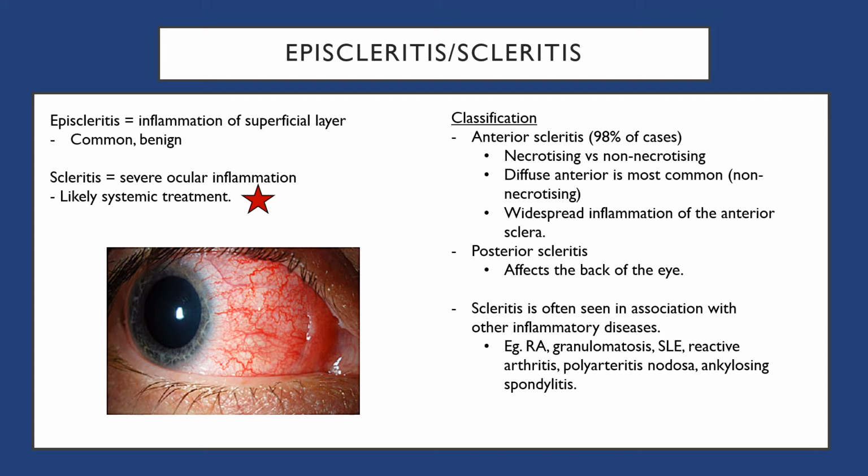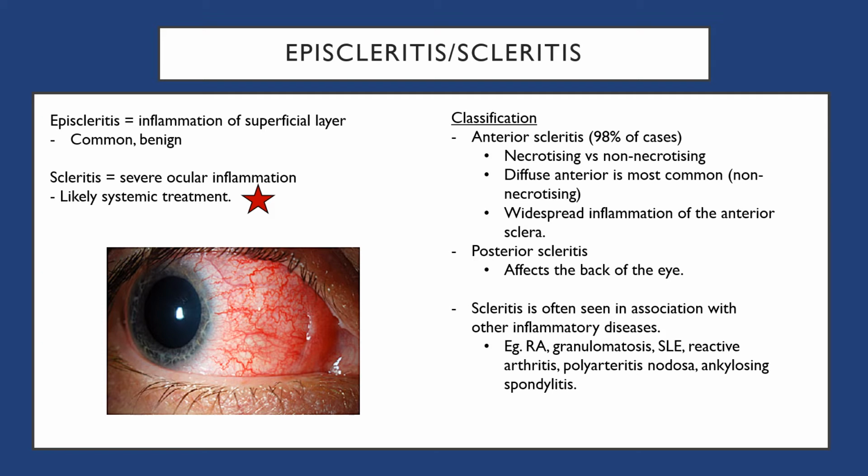Scleritis is what I'll continue to talk about mostly. You can divide scleritis into anterior and posterior. Anterior is the part that you can see when the eye is open. Posterior scleritis affects the back of the eye. Most cases of scleritis are anterior, and those can be divided into necrotizing and non-necrotizing. Non-necrotizing is the most common, and it's this type of inflammation that you see in the picture, so diffuse anterior. Sometimes you can get a localized area of inflammation, but the diffuse anterior is much more common.